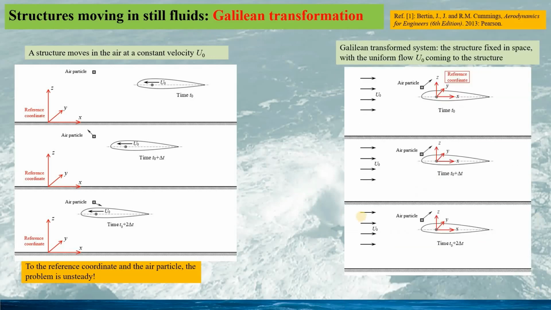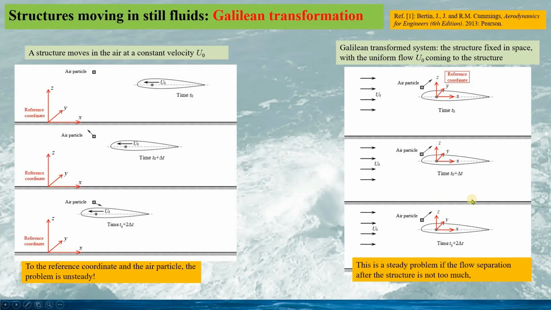We can look at the problem in a different way. Suppose we take the reference point fixed on the flying airfoil. See here the reference coordinate. And in such a reference coordinate, the airfoil is fixed in the space, and the air is coming to the airfoil at the speed U0. And for an air particle in the same position related to the fixed airfoil, its motion in such a coordinate is the same for different time, t0 plus delta t and t0 plus 2 delta t. So in this regard, the problem would be steady.